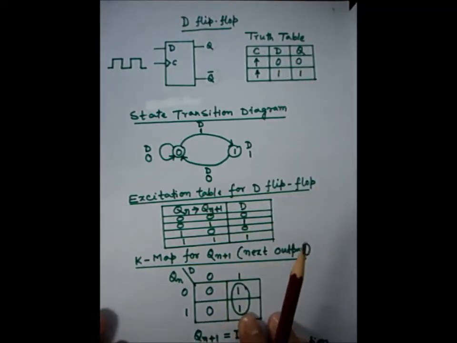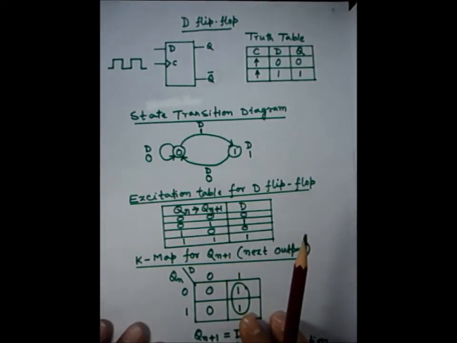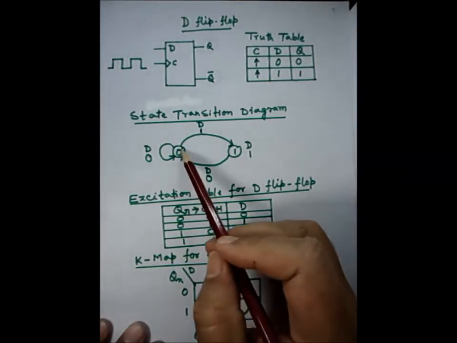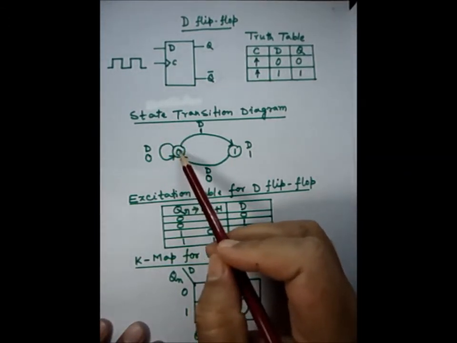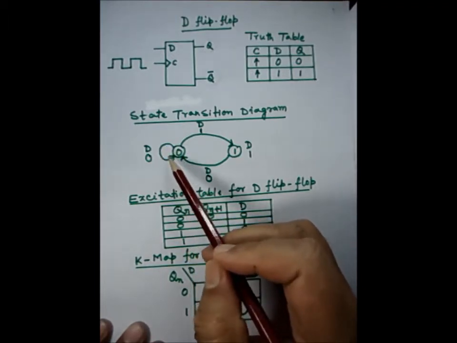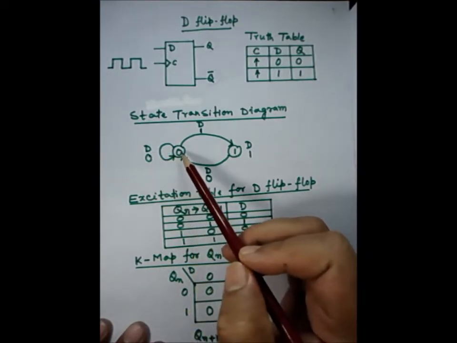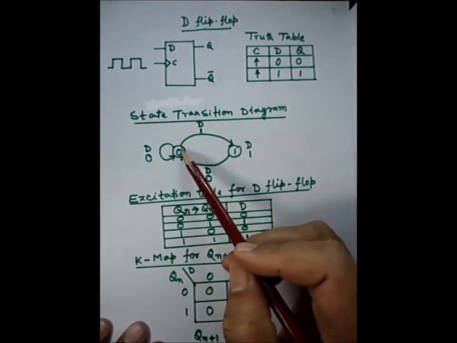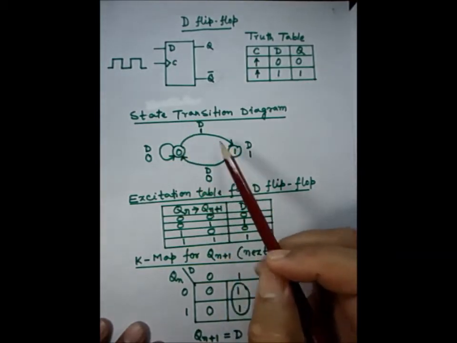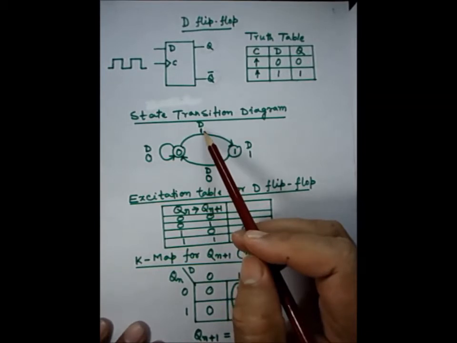Now we can come to the state transition diagram here. The state transition diagram also shows the same thing. When the previous state was 0, it will remain as 0. What is the condition? When D equal to 0, because at D equal to 0, Q is also equal to 0. It will change the state from 0 to 1 when D will be equal to 1.